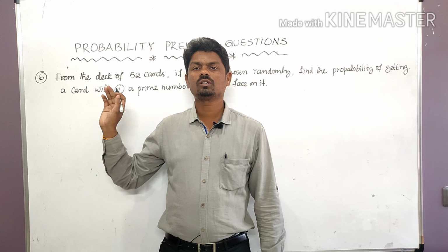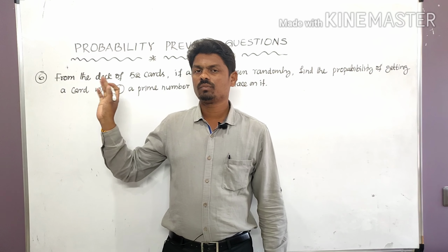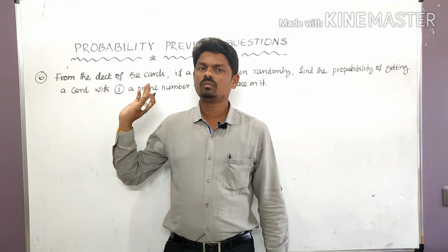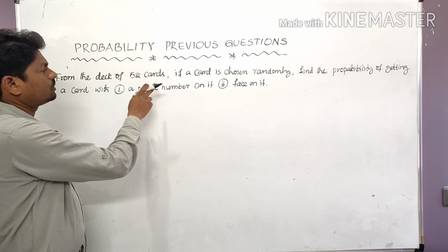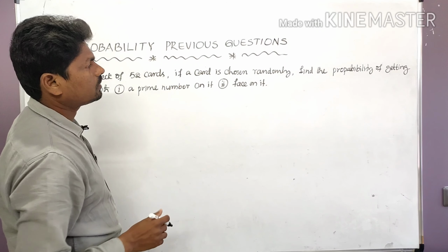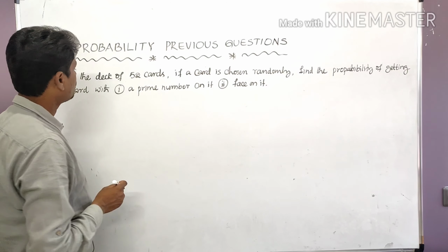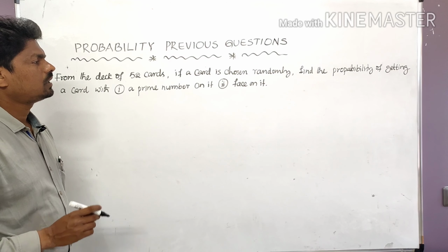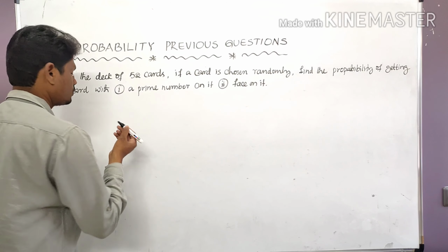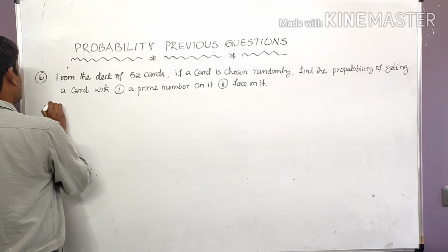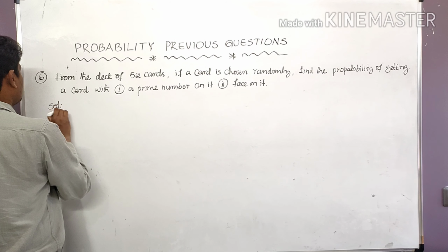Today we are going to solve some more problems from the probability chapter. See student, here there is a problem. From a deck of 52 cards, if a card is chosen randomly, find the probability of getting a card with a prime number on it, and a face card. So from the deck of cards, one card is selected.